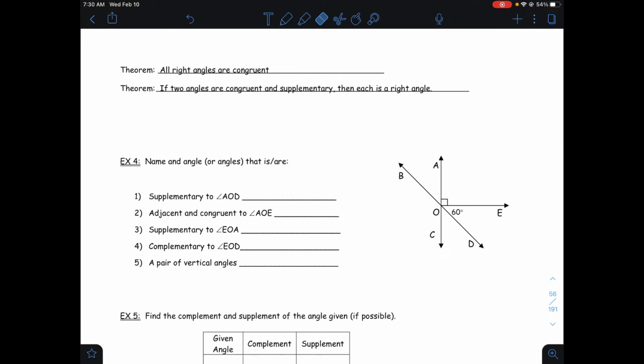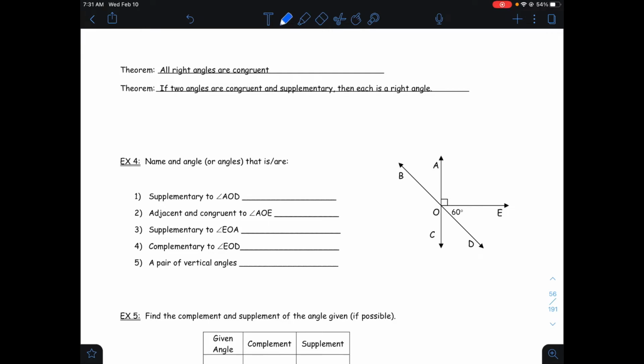Next, we've got a couple of theorems. The idea that all right angles are congruent, which makes sense. All right angles are 90 degrees, so that means that all right angles are going to be congruent. Then it says if 2 angles are congruent and supplementary, then each is a right angle.